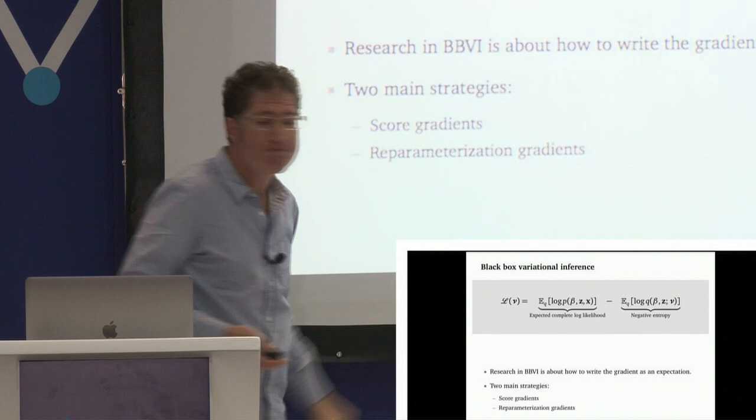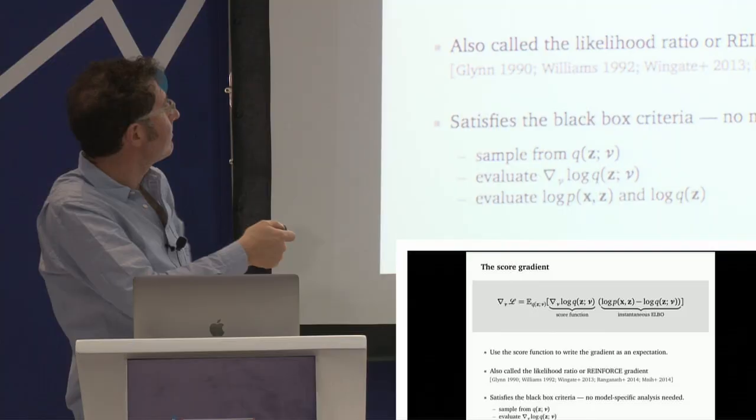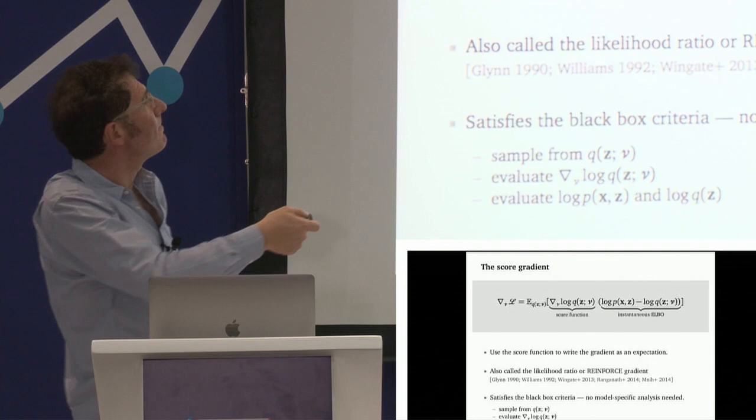Okay, so let's start with the score gradient. Here's the score gradient. The gradient of the ELBO with respect to the variational parameters nu equals an expectation with respect to Q of a product of two terms. The second term, I call it the instantaneous ELBO. It's basically the ELBO evaluated at a particular value of the hidden variable z. Okay, so here now all the hidden variables are in z. There's no beta. It's the same.